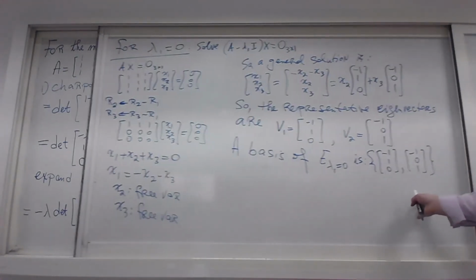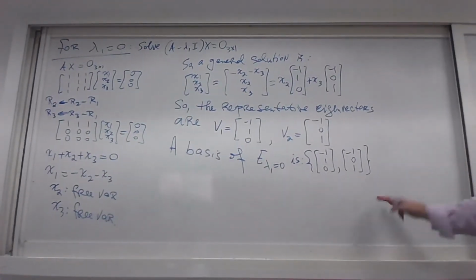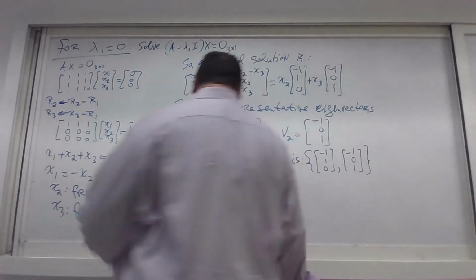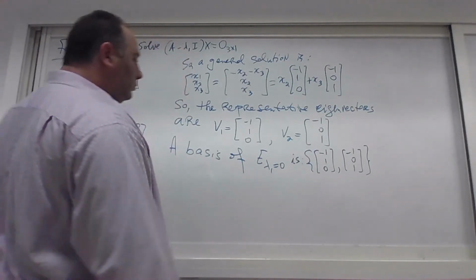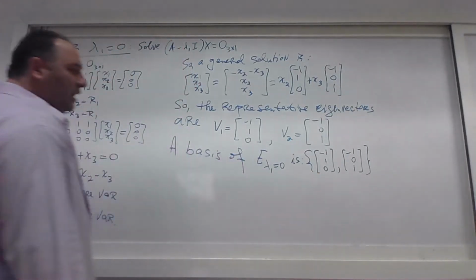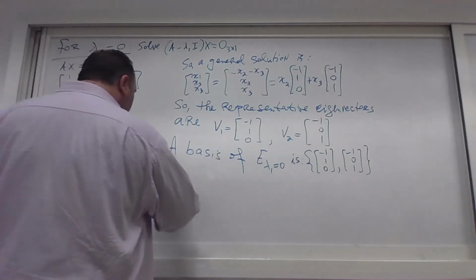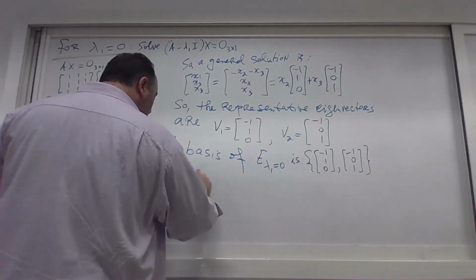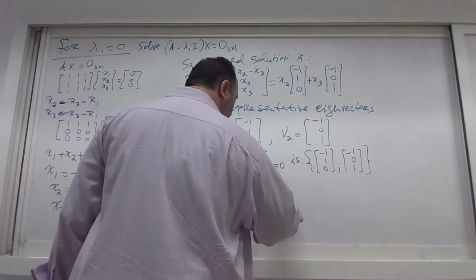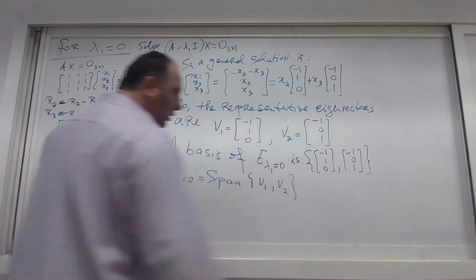Eigenvalue 0 had algebraic multiplicity 2, and it turns out that its geometric multiplicity is also 2. That's nice. So this is a basis for the eigenspace. So the eigenspace is just the span of V1 and V2. I don't copy the vectors again.